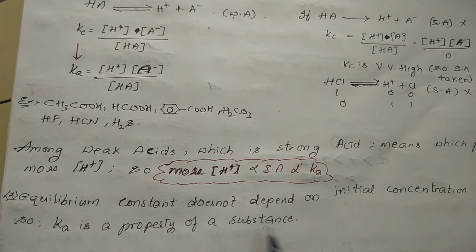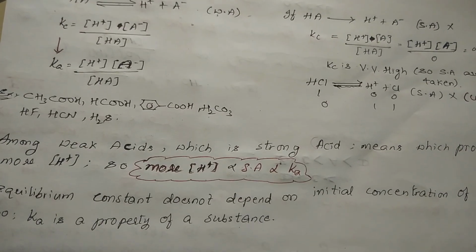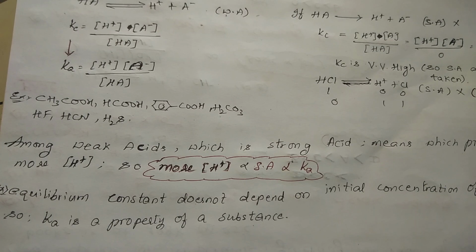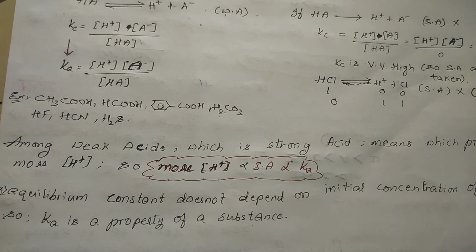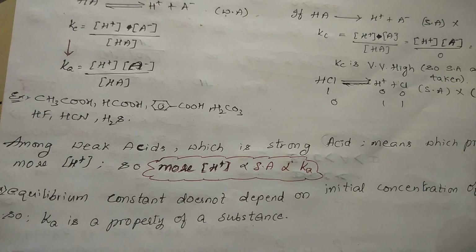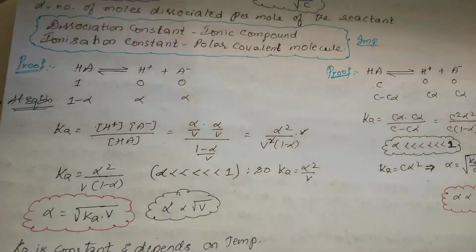The equilibrium constant does not depend upon the initial concentration of the reactant. Already we know that whatever initial concentration you take, the equilibrium constant will not depend upon the amount of the initial reactant you are taking. So Ka is a property of a substance. Whatever you take, it will not change, right? Ka is the property of that substance, and Ka depends only on the temperature, right, students?